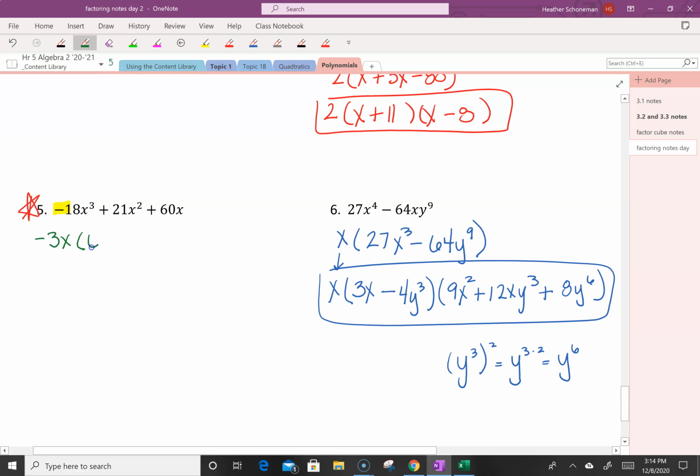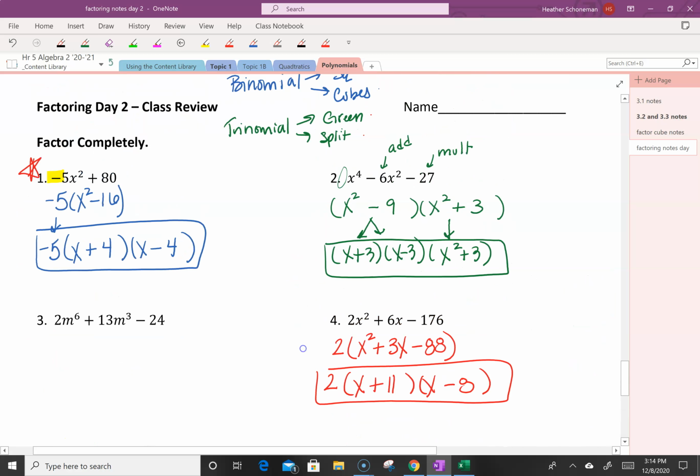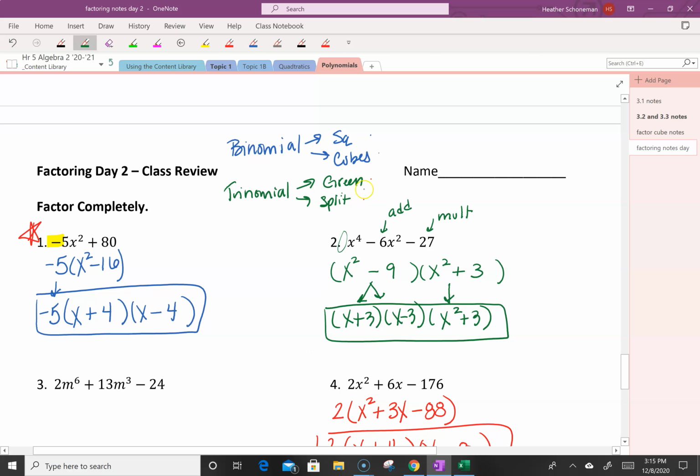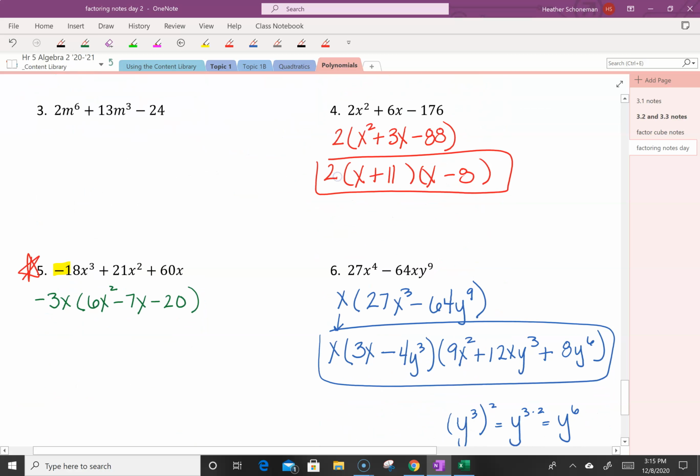18 divided by 3 is 6. And then I'm going to get 6x squared. 21 divided by negative 3 is negative 7x. And then 60 divided by negative 3 is negative 20. If I look inside the parentheses right here, it's a trinomial, and the leading coefficient is not 1. So with a trinomial I can either do green light or split the middle term. If the leading coefficient is not 1, I've got to split the middle term.